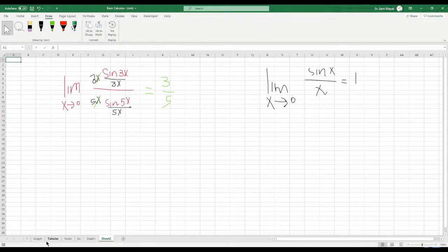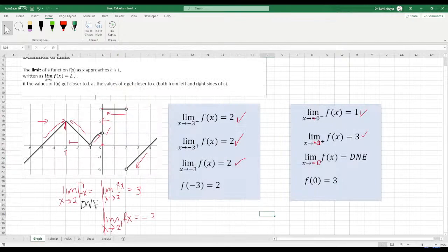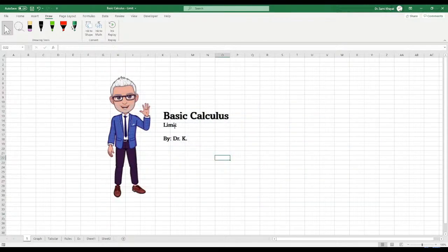Okay. Why do we talk about this limit? Why is it important? Because next time when we talk about derivatives, we will start with the limit. That's how you understand the derivative. First, you need to understand this.